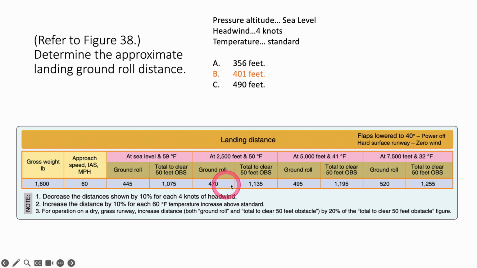Luckily this one's pretty simple, there's only one row of information. And it says sea level, so at sea level we're going to use this block of information here. It's only asking for ground roll distance, not obstacle clearance, so we'd look to 445. So ground roll is 445, and if you look at the notes, decrease the distance as shown by 10% for each knot of headwind. So 10% of 445, and then you subtract that and get 401.